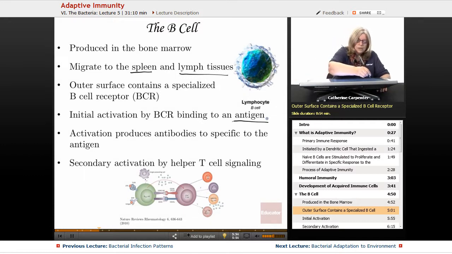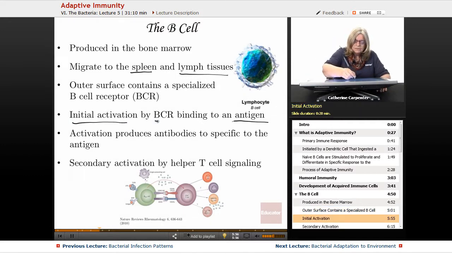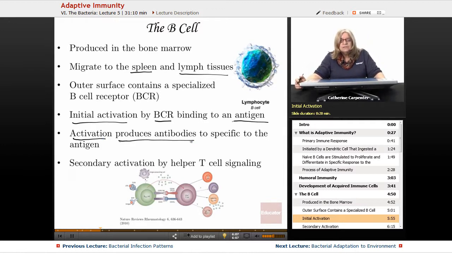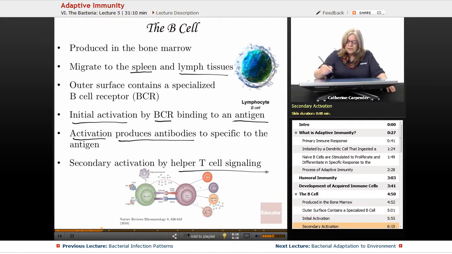Then they eradicate it. So we have initial activation of that B cell receptor binding to the antigen, and that activation actually produces antibodies, and these antibodies are specifically configured to fit this antigen. And then we also get secondary signaling of the T cells, and that's a whole other process that we'll talk about in a different lecture.